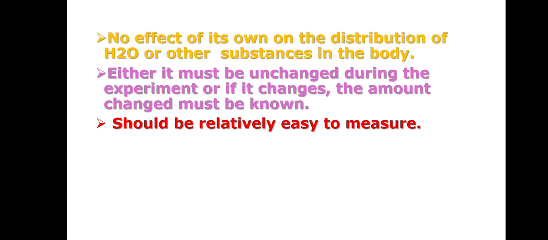It must be unchanged during the experiment, or if it changes, the amount of change must be known. So if you put it in and it gets mixed up and then used by the body, you must be able to detect the amount that was used by the body, so that you subtract it from the body fluids that you are going to measure. It should be relatively easy to measure. It should be something that is detectable, and something that you know the amount of exactly.